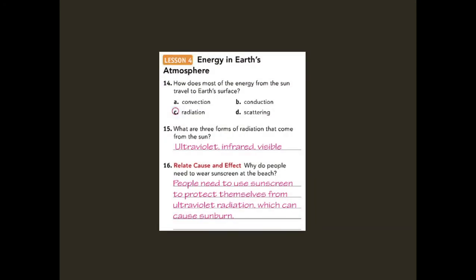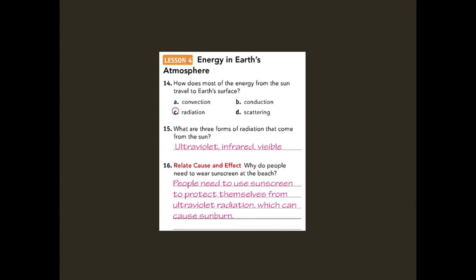Alright, and I'm going to help you with some last questions right here. In lesson 4, energy in Earth's atmosphere. Number 14. How does most of the energy from the sun travel to Earth's surface? Well, just like we studied, it travels through radiation, and of course, through electromagnetic waves.